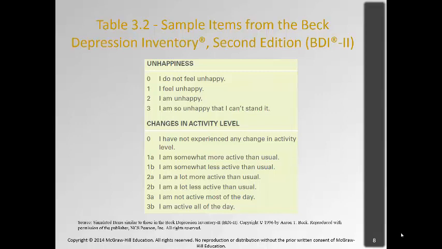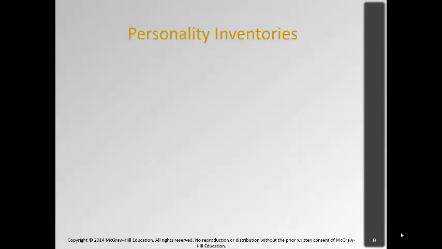So, changes in activity level. I've not experienced any change in activity level. I am somewhat more active than usual. I am somewhat less active than usual. I'm a lot more active than usual. I'm a lot less active than usual. I am not active most of the day. I am active all of the day. And so you can have positive or negative changes, although people with depression tend to have slowing and not increased behavior.